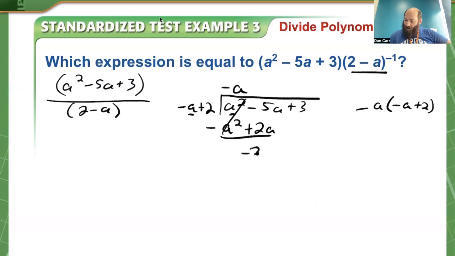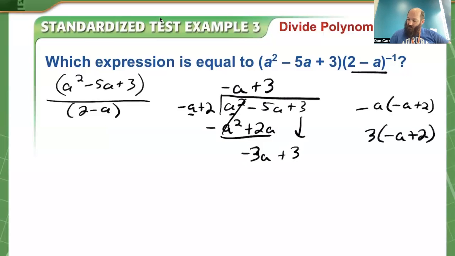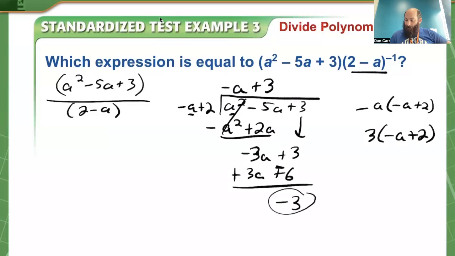Negative 5 plus 2 is a negative 3a. And then we'll drop down the positive 3. So negative a, how do I make it look like a negative 3a? We just multiply by a positive 3 now. So I'll be taking 3 times the negative a plus 2. So that's going to give me a negative 3a plus 6. Take opposite that, I get a negative 3. And that is my remainder.